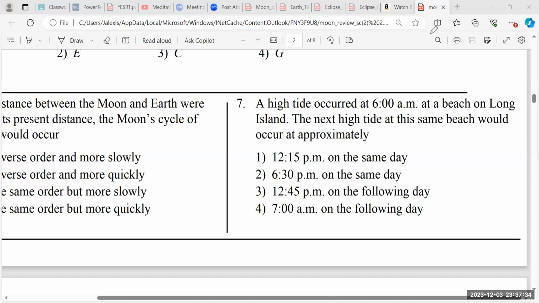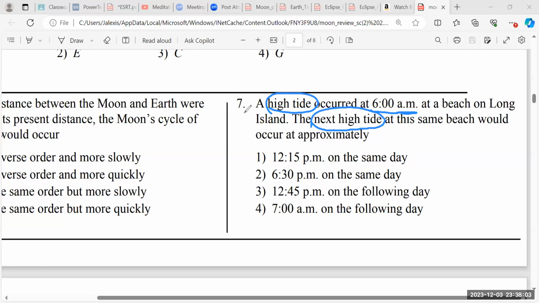All right, so number 7 says a high tide occurred at 6 a.m. at a beach in Long Island. The next high tide at the same beach would occur at approximately what? So automatically, they tell me the first high tide occurs at 6 a.m. That's important, all right? And then they want to know when the next high tide is going to occur.